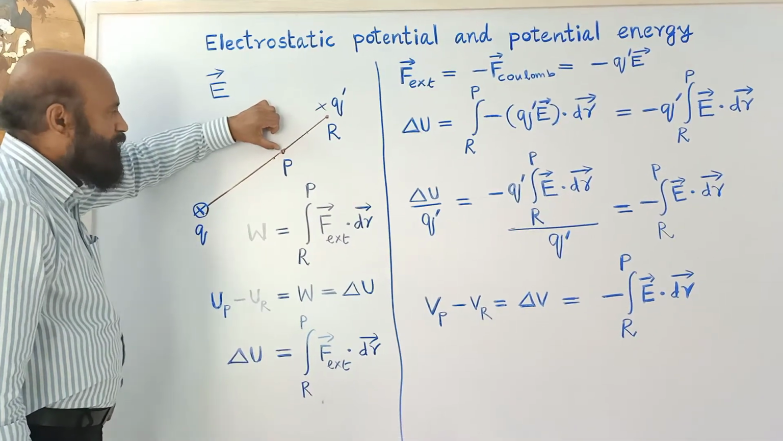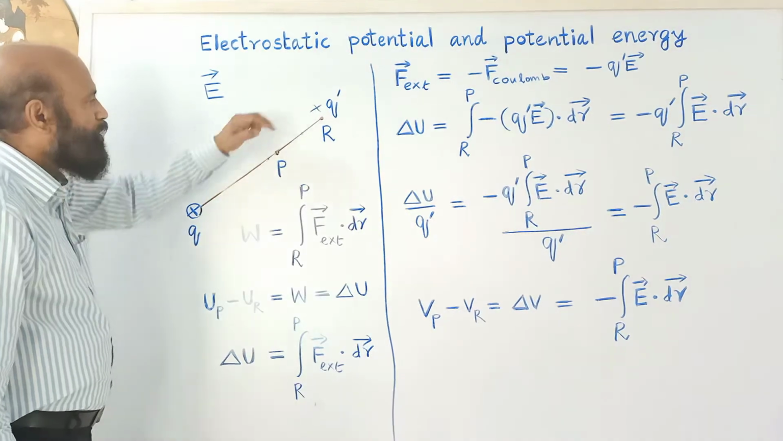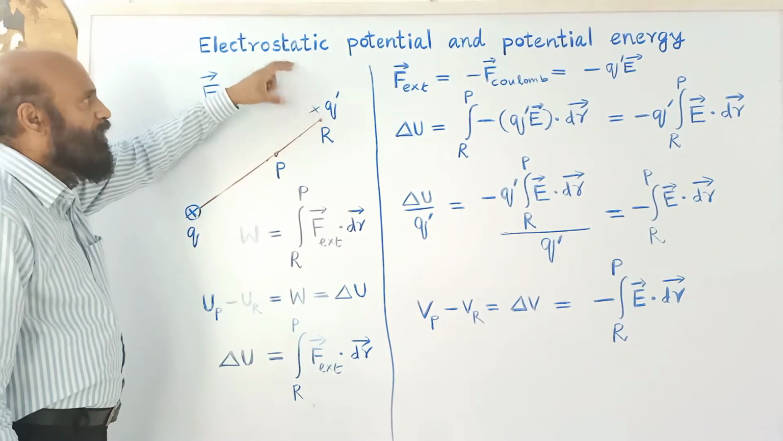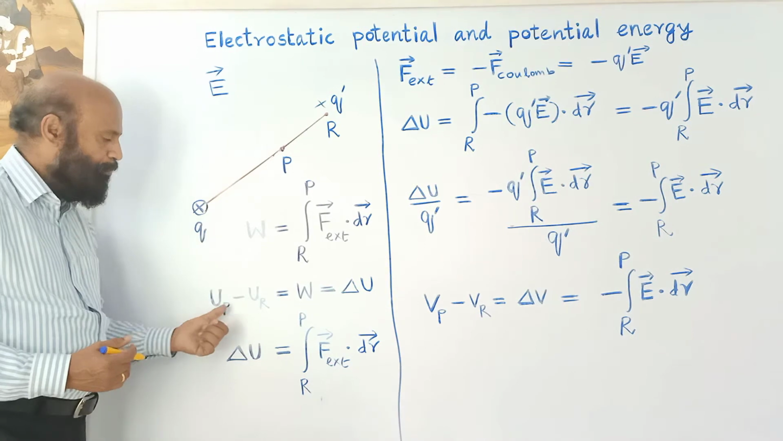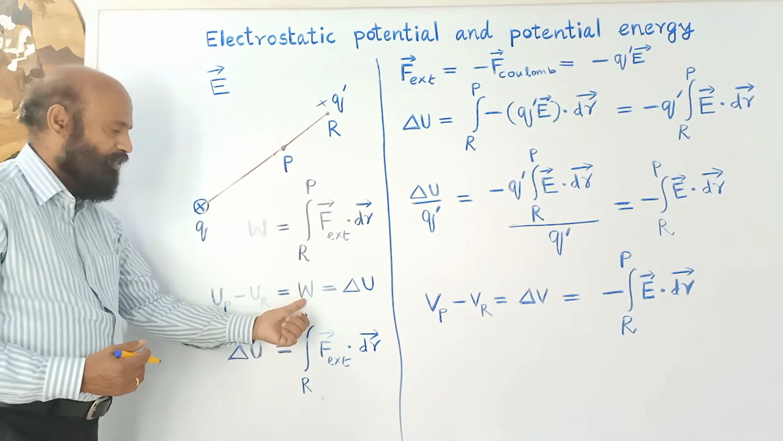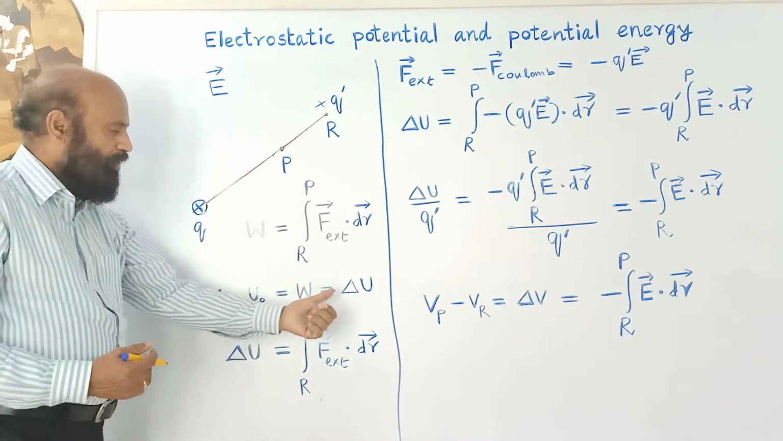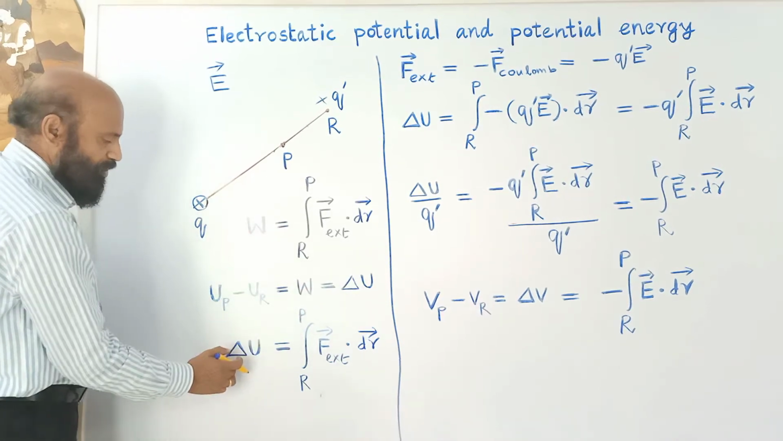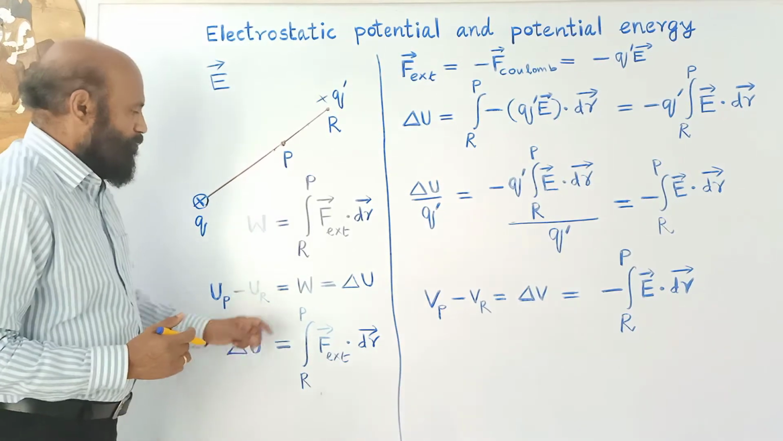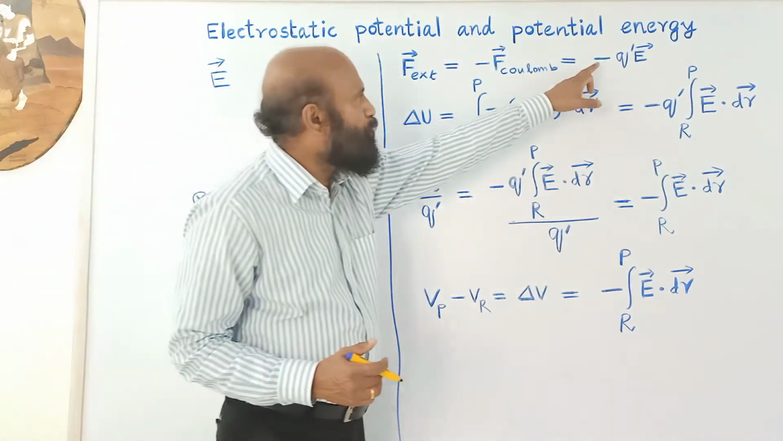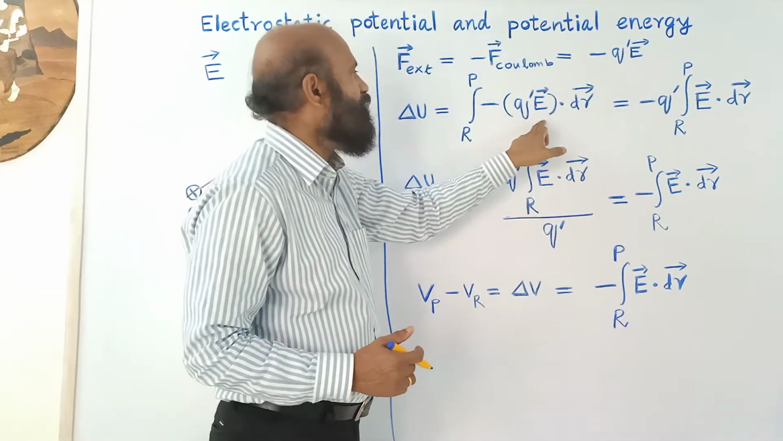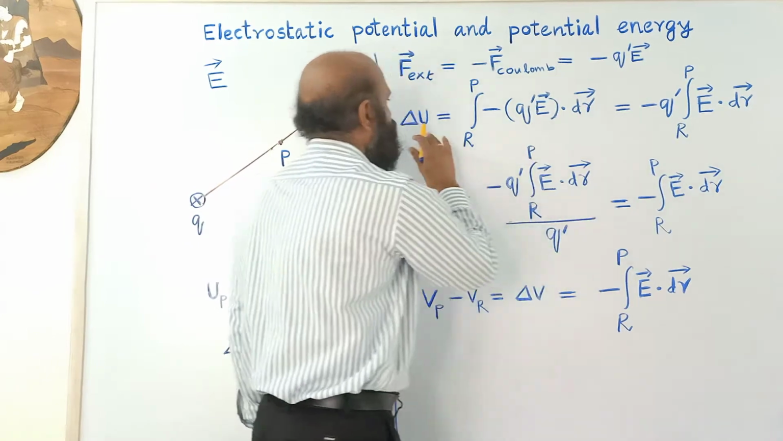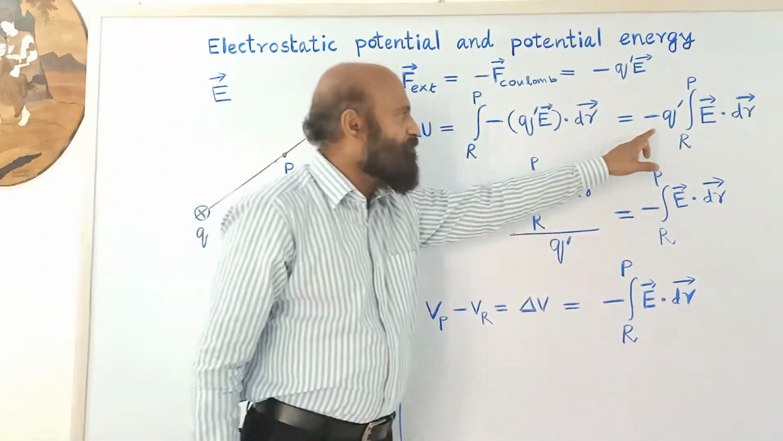Then potential energy at the point P is UP. Potential energy at R is UR. If you are subtracting, you will get the potential energy difference. Electrostatic potential energy difference is UP minus UR. That is equal to the work done. So it can be written as delta U. That is the potential energy difference. For this W, you can write delta U. Now, for this external force, we can substitute this value minus Q dash E. Then minus Q dash you can take outside. So you can get the potential energy difference.